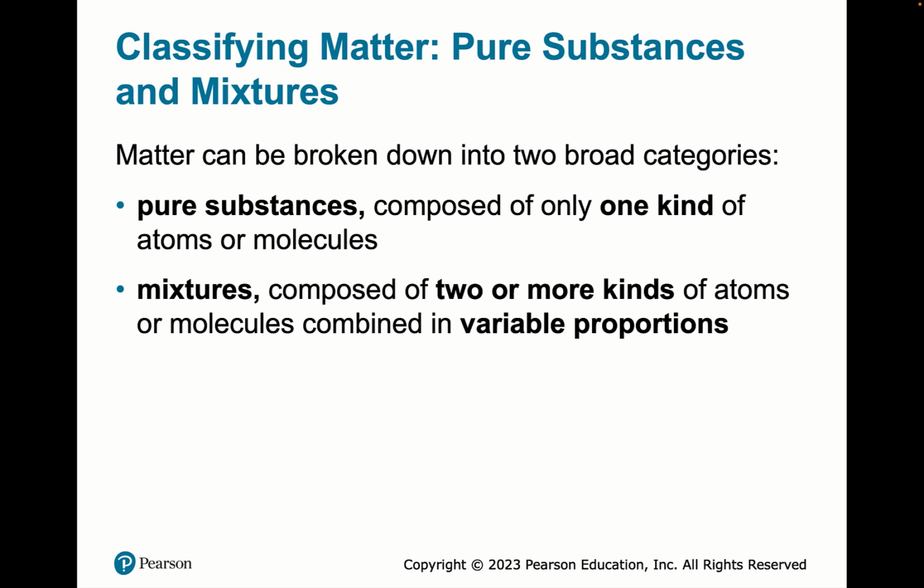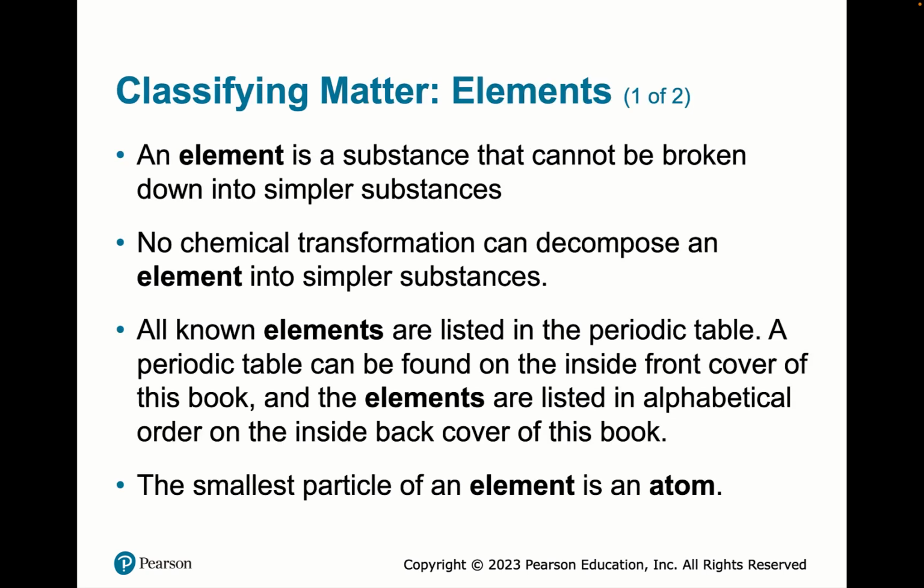And pure substances. So I'm going to change topics for a second. We can either be pure substances or mixtures. Pure substances can be either atoms, or elements, or compounds. Mixtures mean you have two different kinds of atoms. So start with elements. An element is something you cannot break down into simpler substances. And the ultimate particle of an element is an atom.